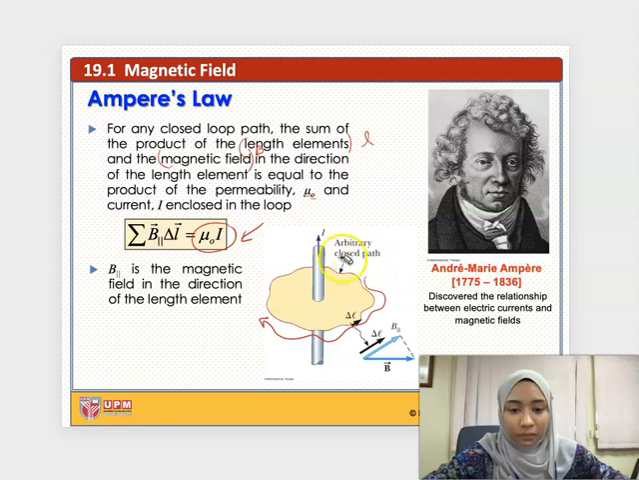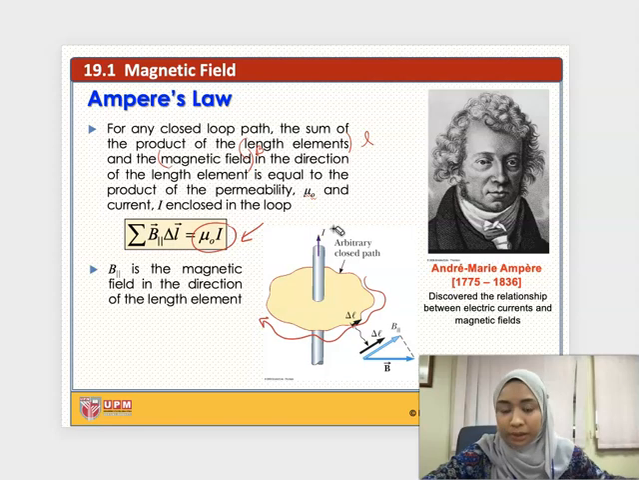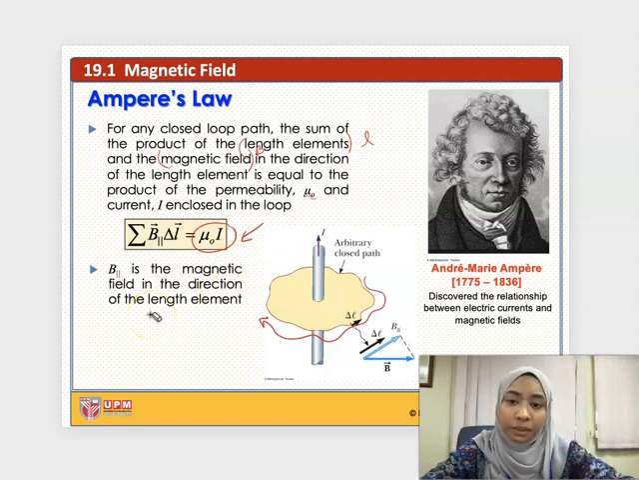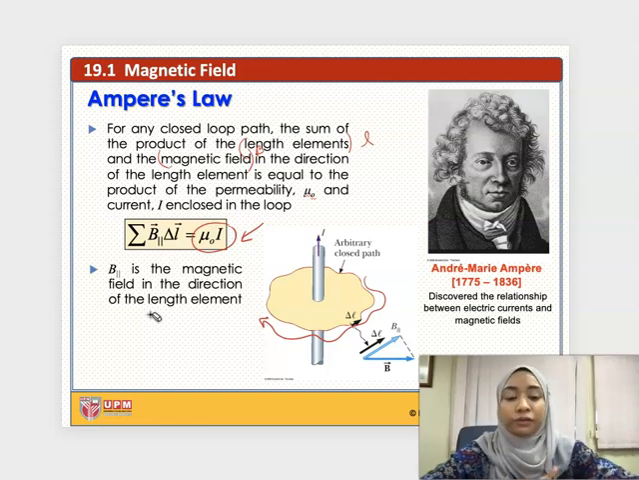So B in this loop, or in this direction of the path, is equal to mu naught I, and I is the current in the conductor or in the coil. Mu naught is related to the environment, and we just use a constant value for that.